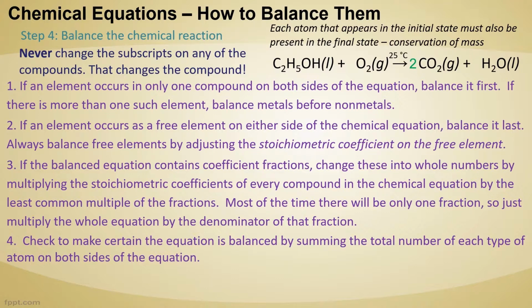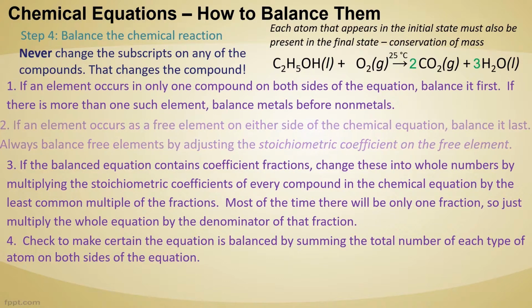We next deal with the hydrogens, utilizing the new equation we obtained after balancing the carbon atoms. We see that we have 6 hydrogens in the reactant side of the equation and only 2 in the product side. Again, the easiest way to balance the hydrogens is to increase the stoichiometric coefficient in front of the water molecule to 3, thus giving us a total of 6 hydrogens on the product side.